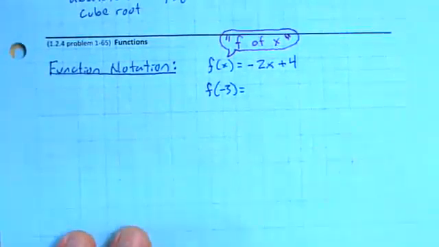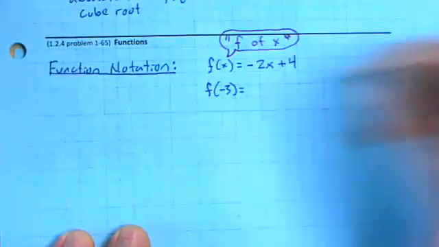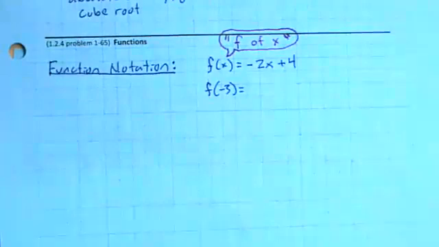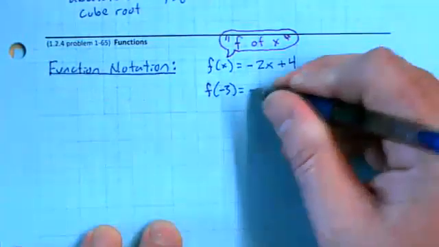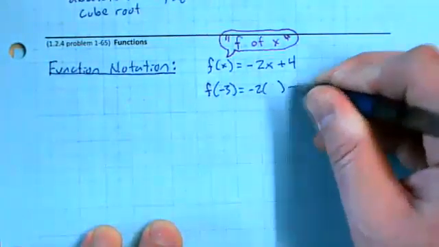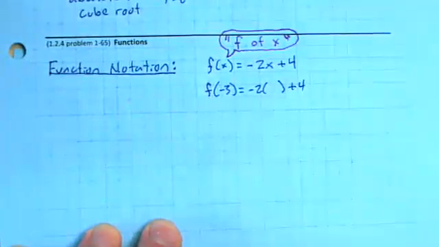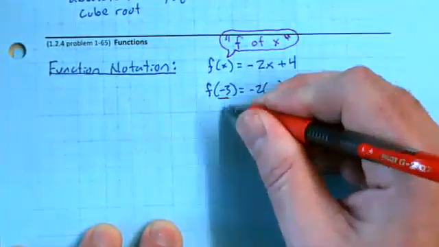F of negative 3. So remind me, what do we do? When I ask you to find f of negative 3, what am I really asking you to do? Put negative 3 in place of the x? Yeah, put negative 3 in place of the x. So I'm going to rewrite my equation, leaving out the x. And I'm just going to put negative 3 in place of that x.